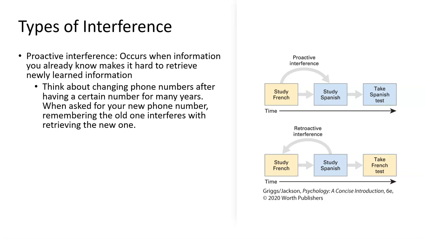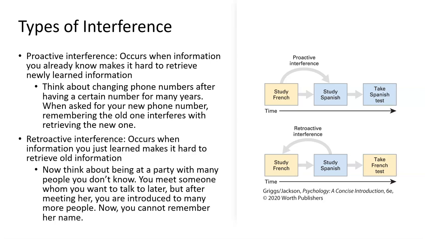It has some overlap with my office phone number. So the new cell phone number that I got several years ago being so similar to my office phone number created some proactive interference. Information that I already had, my office phone number, was interfering with my ability to learn the new number when I got my first cell phone.